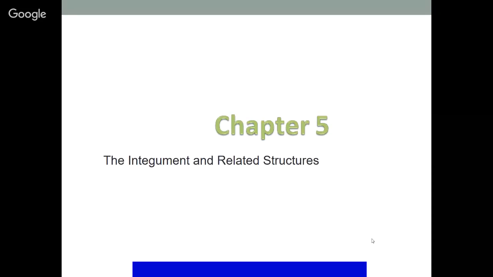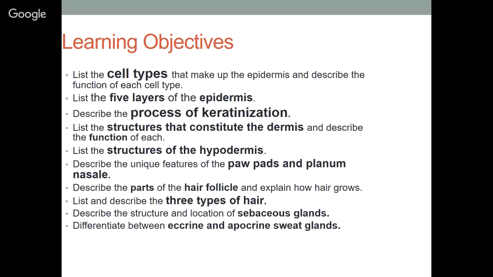So first, we have to list the cell types that make up the epidermis and describe the function of each of those cell types. We're going to be talking about the five layers of the epidermis, and there are different cell types in those layers that all have different functions. We're going to describe the process of keratinization and list the structures that constitute the dermis, which is below the epidermis, and describe the function of those, and also list the structures of the hypodermis, which are fortunately far less than the structures that are within the other two layers.